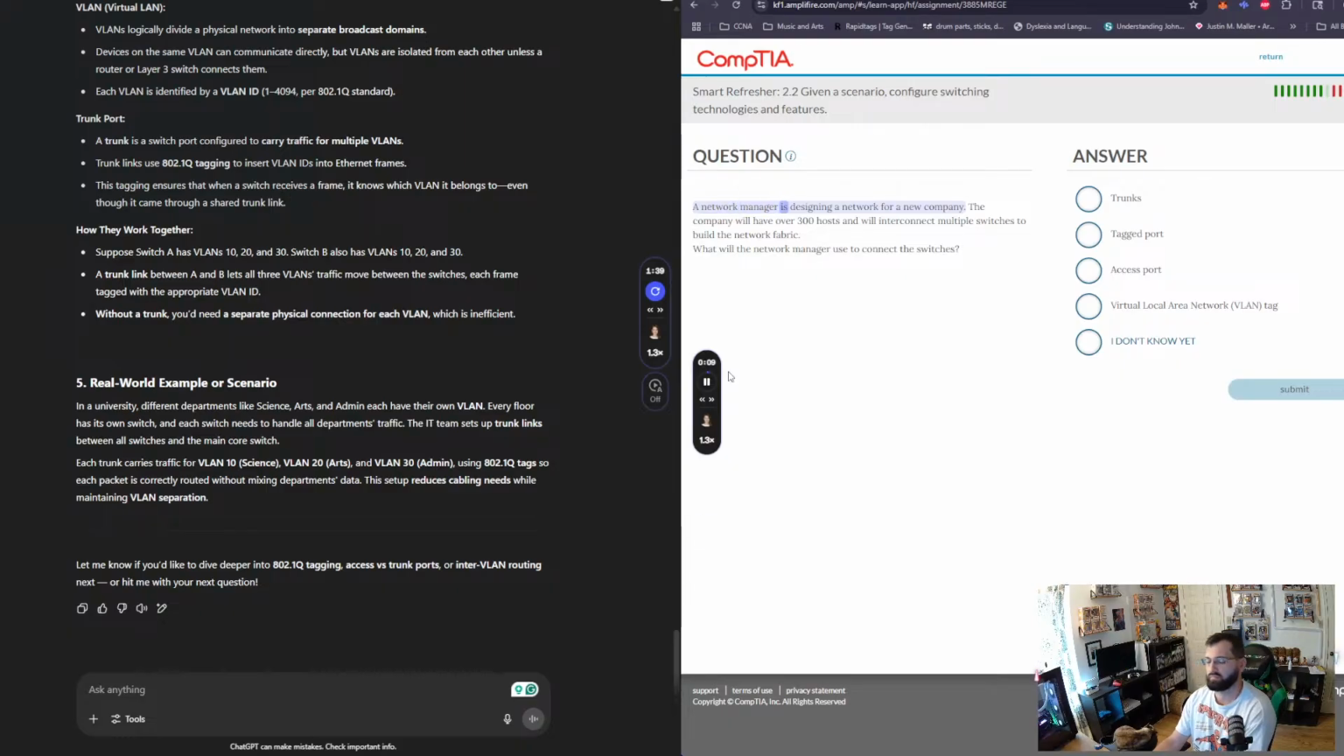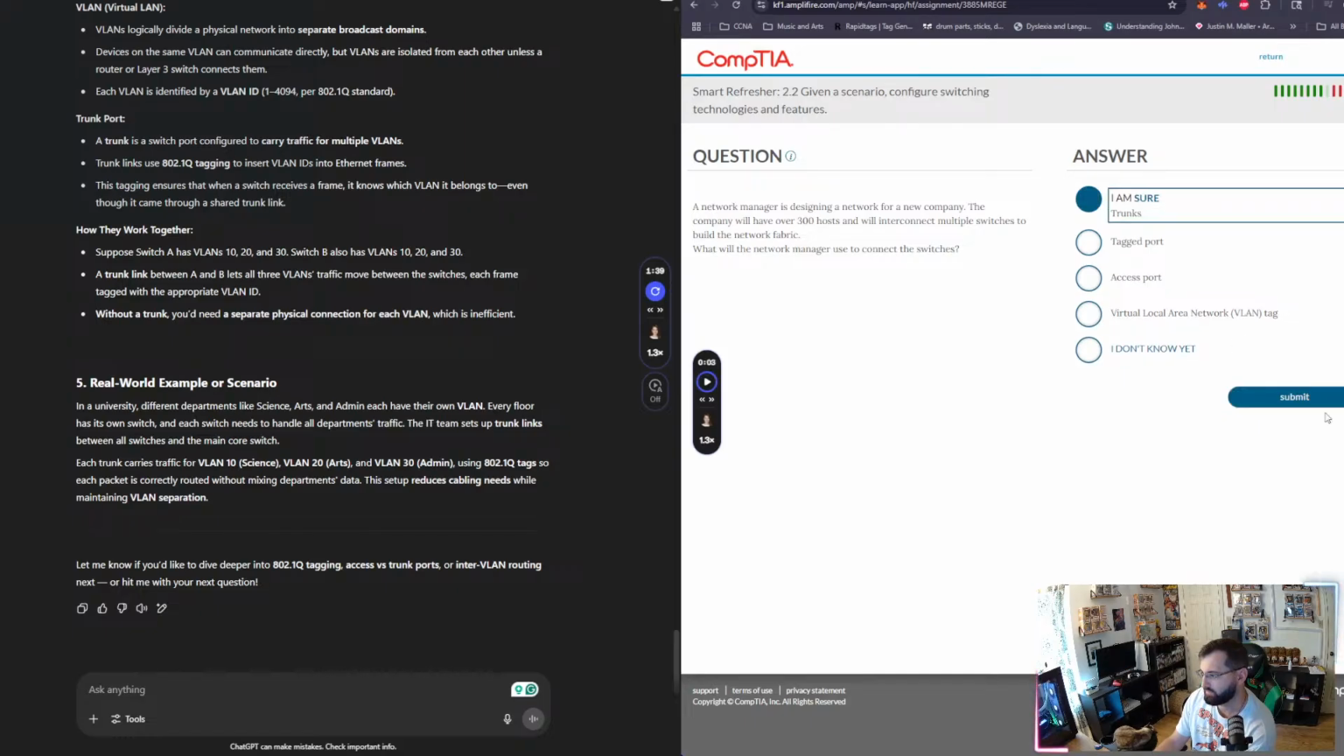A network manager is designing a network for a new company. The company will have over 300 hosts and will interconnect multiple switches to build a network fabric. What will the network manager use to connect the switches? Trunks.